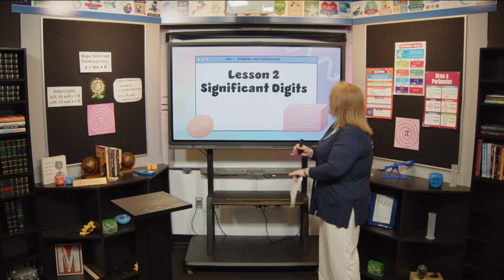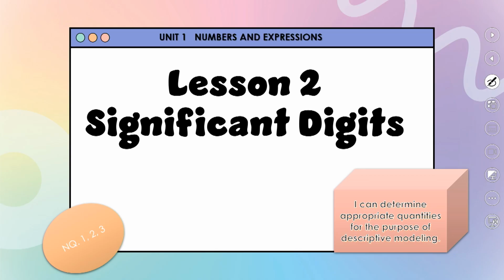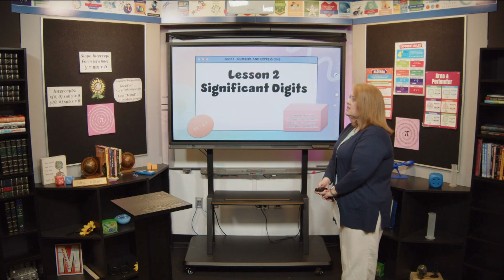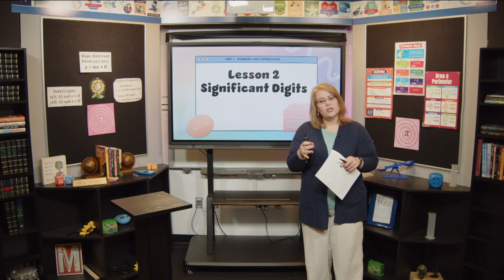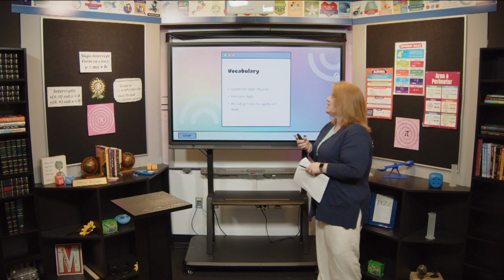So I want us to see that we are doing significant digits, and I can interpret appropriate quantities for the purpose of describing models. I also want us to know these are our standards in Q1, 2, and 3. We always need to make sure that we're understanding what standards we're working with and what we can do within those standards. So let's go into the unit.